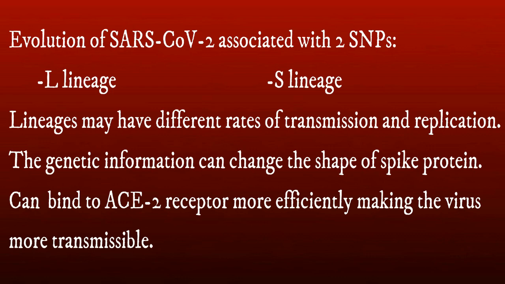The researchers also stated that these lineages may have different rates of transmission or replication. The evolution of S lineage to L lineage changes the virus genetic information. The genetic information then can change the shape of the protein spike so that it can bind to the ACE2 receptor more efficiently. The binding of the virus with ACE2 will increase rapidly, thus making the virus more transmissible.